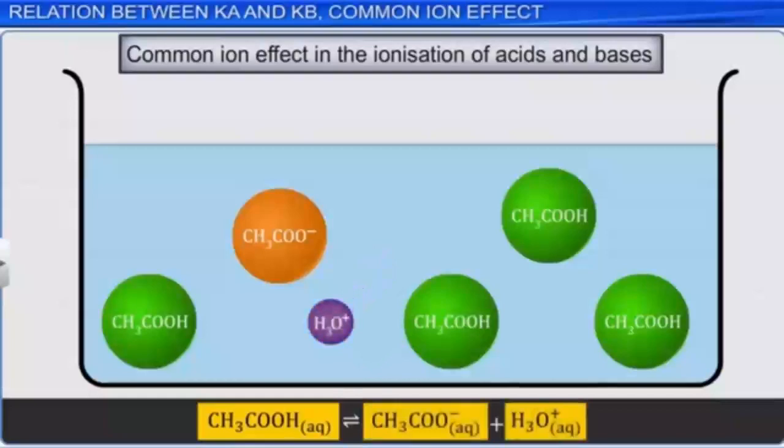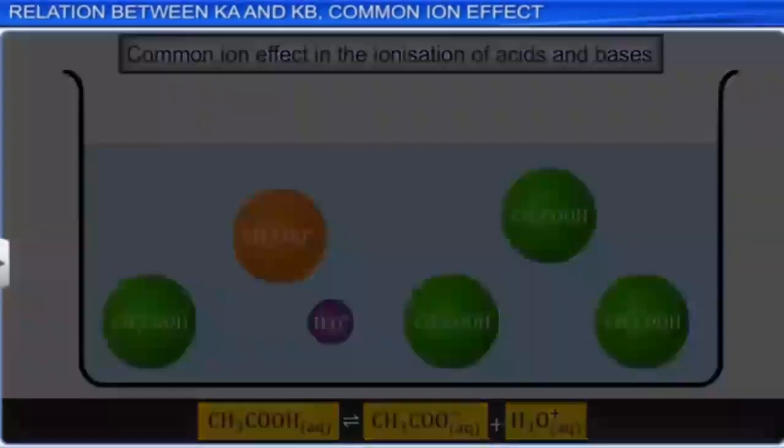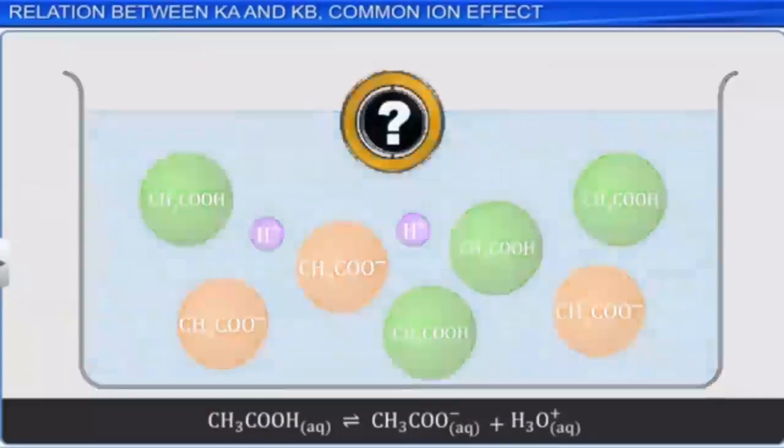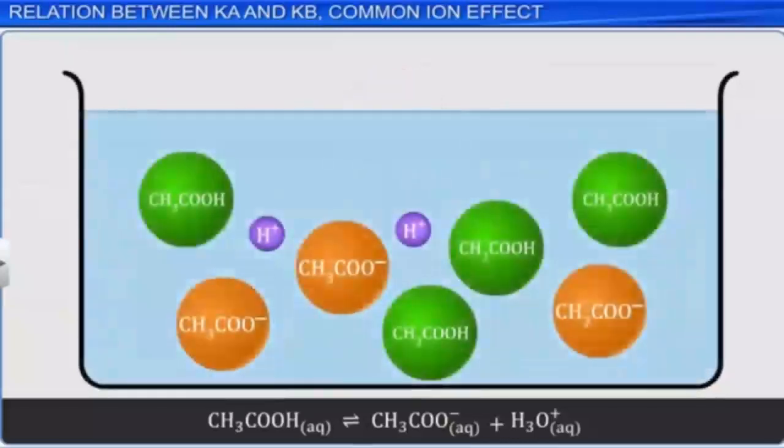Suppose you add a strong electrolyte such as HCl, which furnishes H plus ions to this equilibrium. What do you expect? Following Le Chatelier's principle, this equilibrium will be shifted to the left, suppressing the ionization of acetic acid.